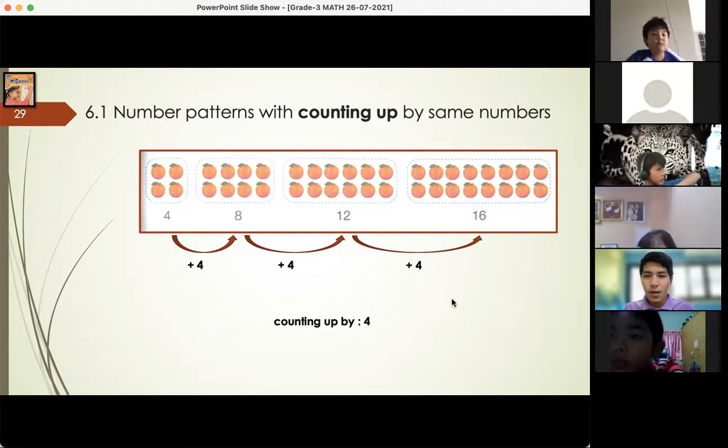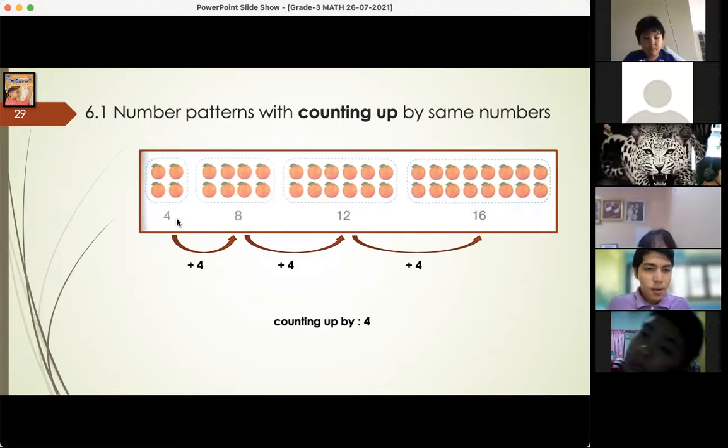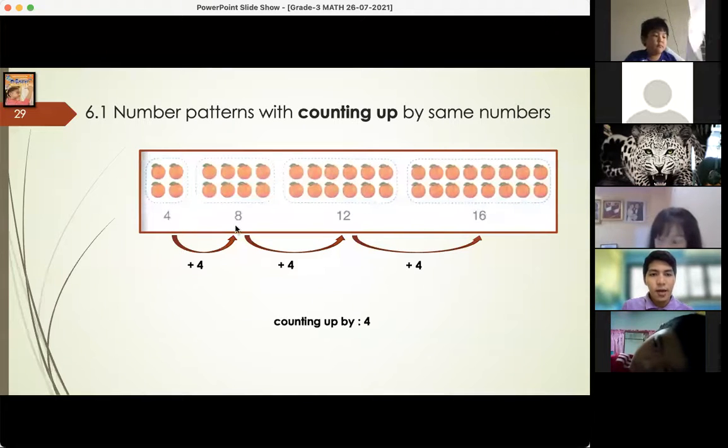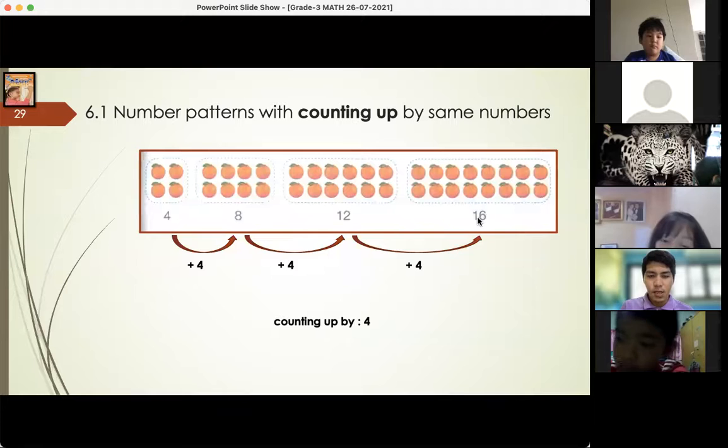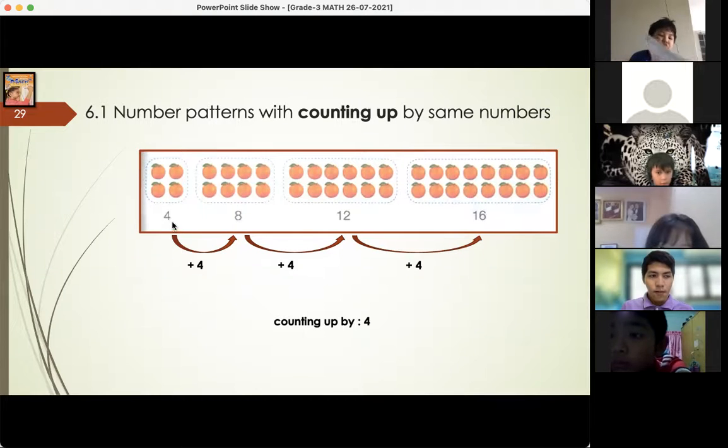Okay, grade 3, are you following? Again, let's repeat this. 4 and then 8, 12, 16. So this pattern is counting up by 4. From 4, counting up by 4 is 8. And then counting up by 4 is 12. Counting up by 4 is 16. Did you get it, grade 3?